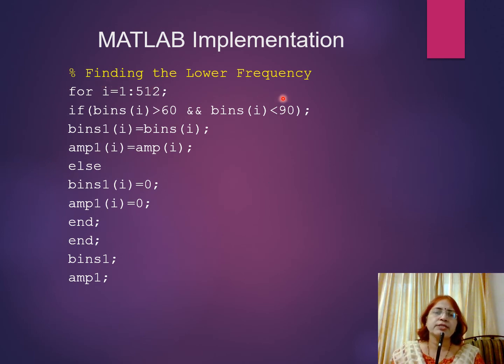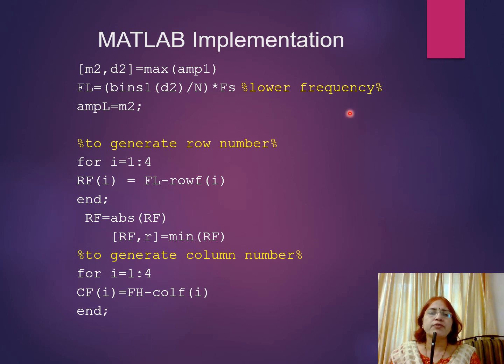Now finding the lower frequency. Here when we observe the FFT plot, we have to find the range of bins over which we can identify the lowest amplitude of the FFT. Select that range of bins, and that we have selected here from 60 to 90, and then you can find the lower frequency. Here is the formula for lower frequency. Find it out, and then generate the row number. This is the code for generating the row number and this is the code for generating the column number.